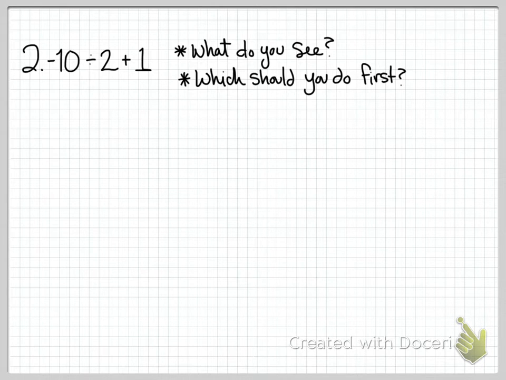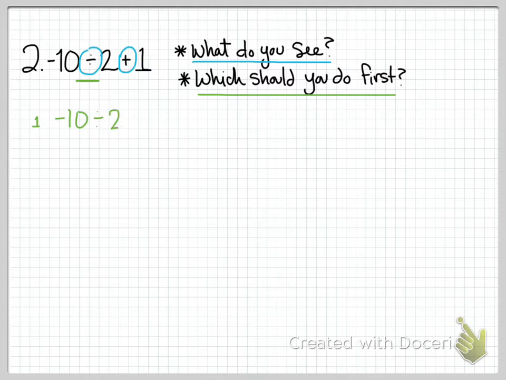The first question that I ask myself when I do a problem like this is, what do you see? So what I see is division and addition. And the next question, what do you do first? I'm going to do the division first because of order of operations. So, first, negative 10 divided by 2, which is negative 5.